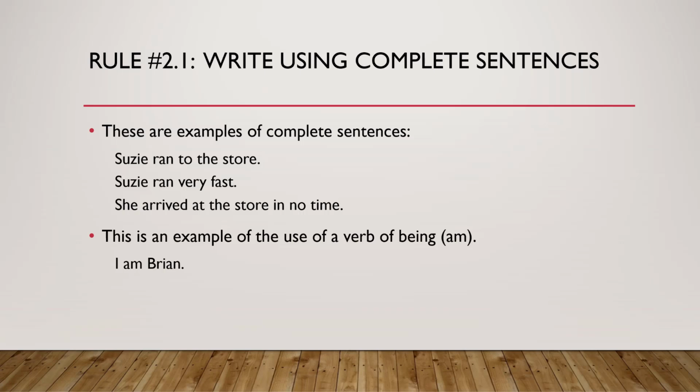This is an example of the use of the verb of being, am. I am Brian. So what am I doing? I am amming, meaning that I'm existing. I am Brian.